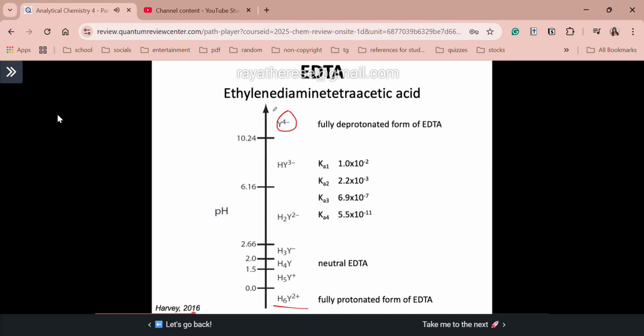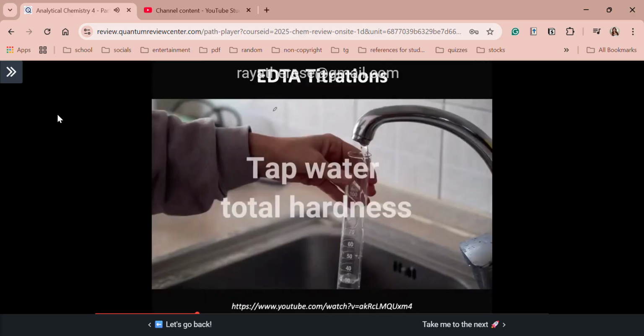So if you are to buffer your titration medium from pH 10 and beyond, example 10 to 12, then you have the Y4- as the dominant form of EDTA. So class, yes, may effect ang pH in titration. Okay. So class, let me show you a video clip of an example ng pag-determine ng water hardness via EDTA titration. And some of you baka nagawa ito as experiment before.